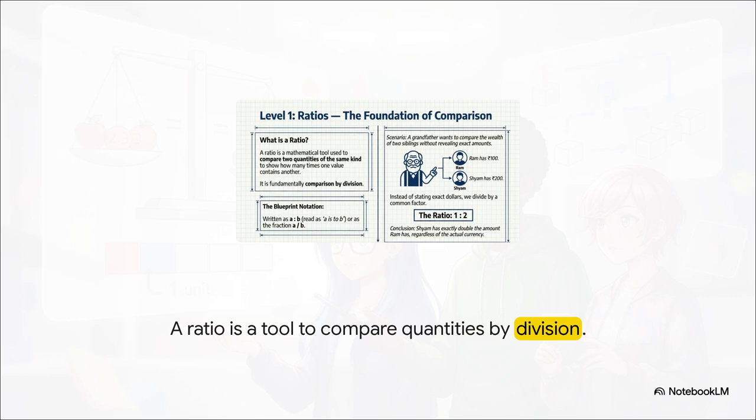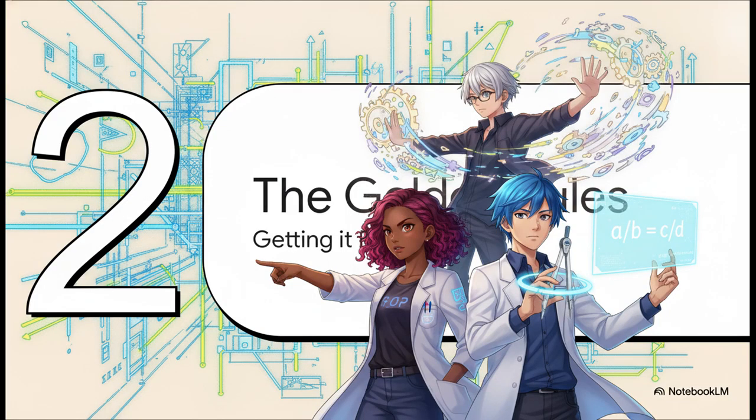But if they use a ratio, they can simply say their wealth is distributed 1 to 2. By using division, this 1 to 2 ratio brilliantly shows that Sham has exactly double the wealth of Ram. It completely hides the actual currency amount while perfectly communicating the relationship between the two. And honestly, that is the pure magic of a ratio. It's simply comparison by division. Moving right along to Section 2, the golden rules, getting it right.